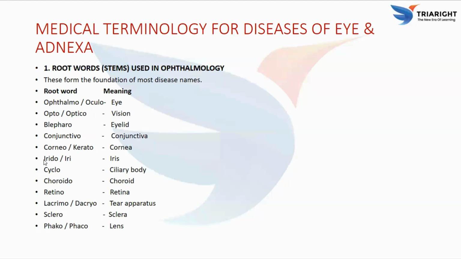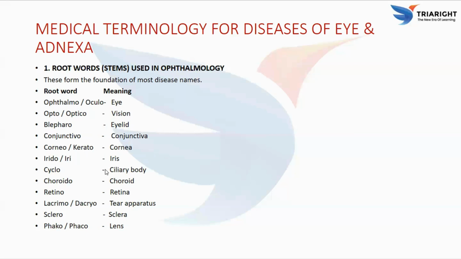So then corneo or kerato is the root word for cornea. So it refers to the clear front surface of the eye. For example, keratitis. So what do you mean by keratitis? The inflammation of the cornea. So next root word is irido or iri. The meaning is iris.